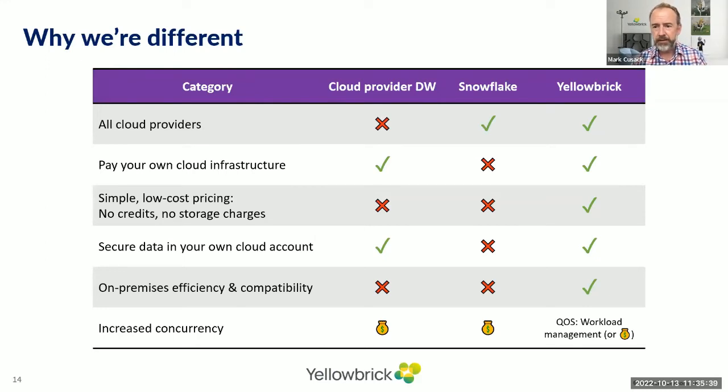There's another distinction that comes into play here, which is very important from a business model and a cloud spend perspective: when we deploy our software within your cloud account, you're paying for your own data warehousing infrastructure directly to your cloud provider. So that means if you're a large enterprise that's negotiated significant discounts already with AWS or Azure or Google, you can take advantage of that to reduce your spend on Yellowbrick for data warehousing.